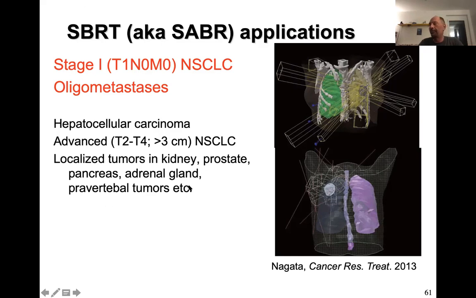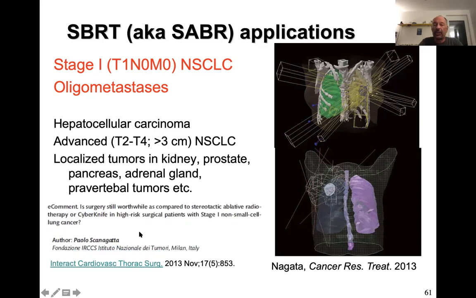But now it's used for many, many applications. I mean, it's used for hepatocellular carcinoma, it's used for advanced tumors now in the lung, T2 to T4, which is more than 3 centimeters. Localized tumors in kidney, in prostate, in pancreas, in adrenal gland, essentially everywhere. And you see it's very competitive with surgery for small tumors. So for small tumors, it can replace surgery completely. This is actually a paper from a famous surgeon that essentially argues that if you have a stage 1 lung cancer, you don't need surgery. You better do SBRT. You get the same results.